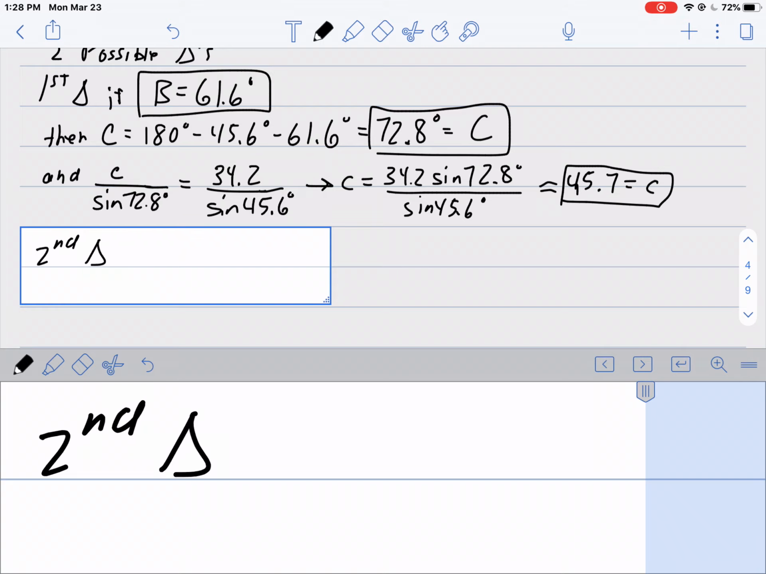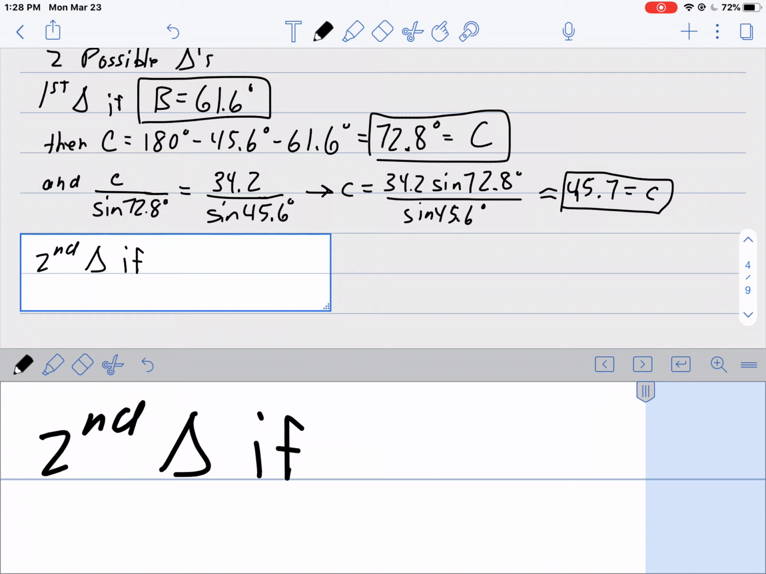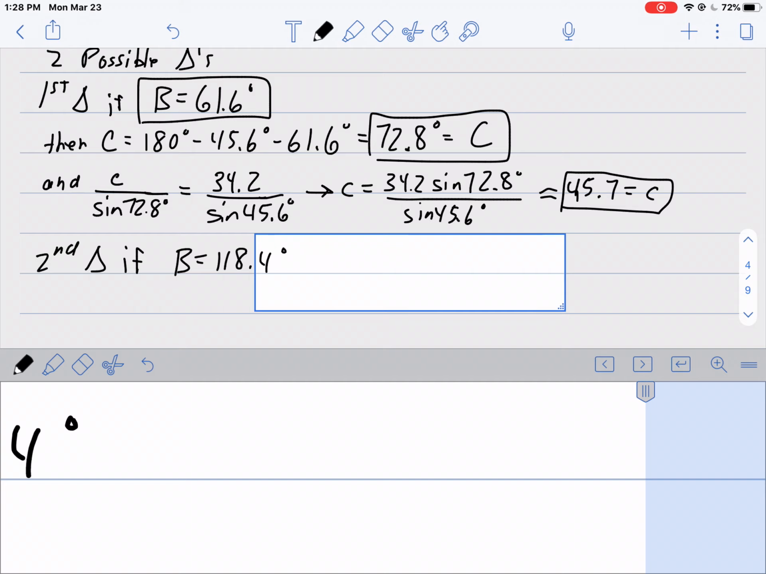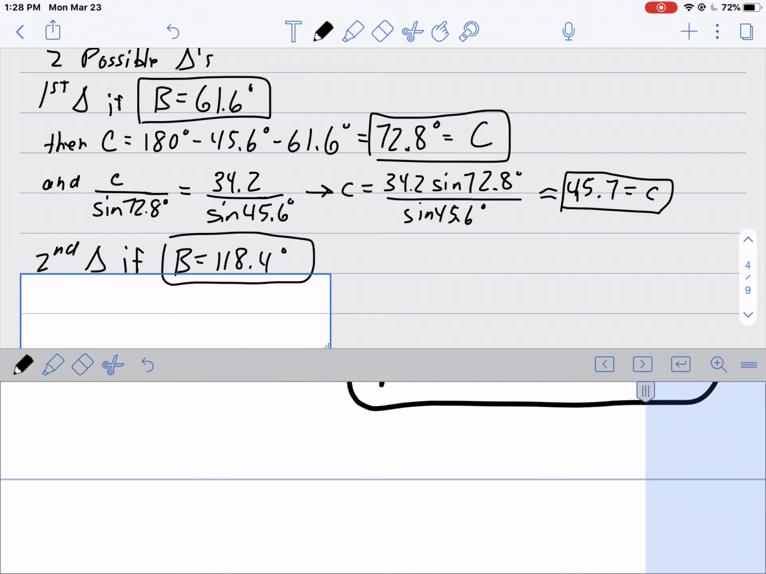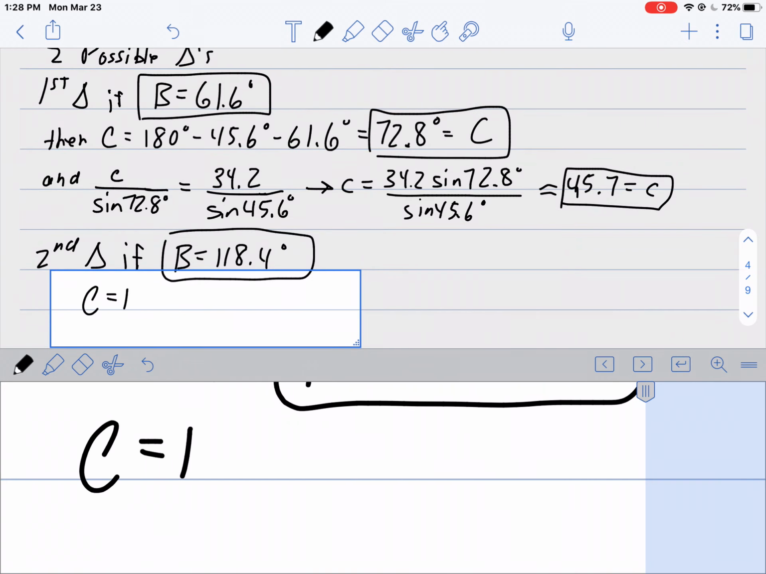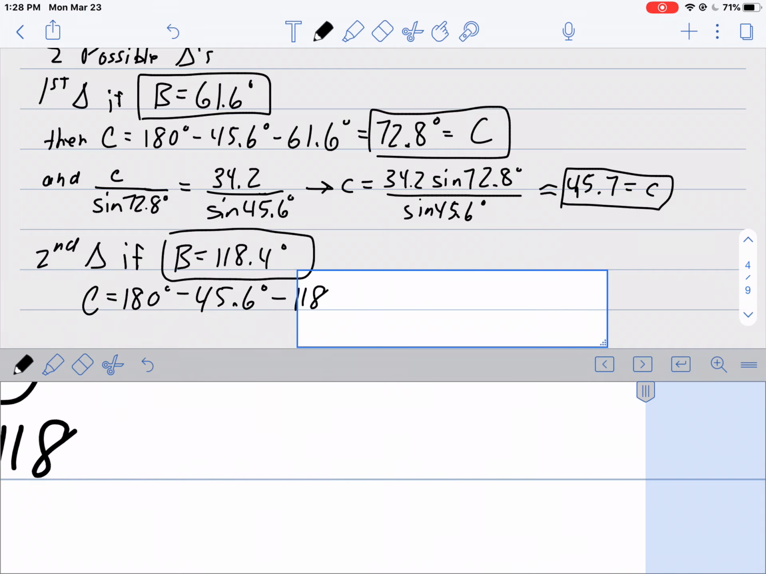Because we said the other possible measure for angle B was 118.4 degrees. So if B is 118.4, then we'll find angle C using that measure for angle B. So that would still be 180 minus 45.6, which is angle A, but then now using 118.4 for angle B. And this is what I was saying earlier.